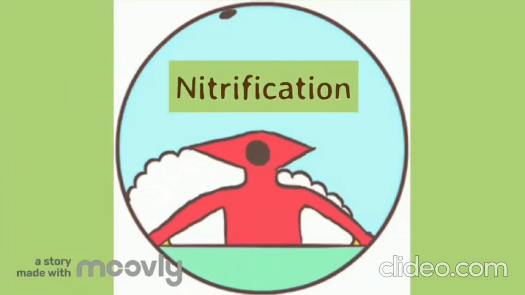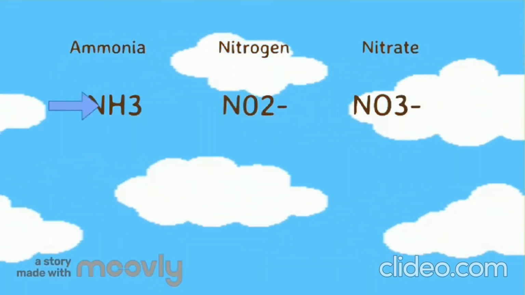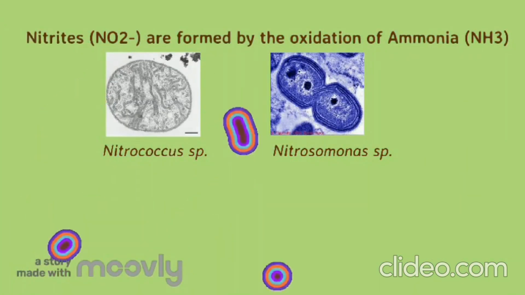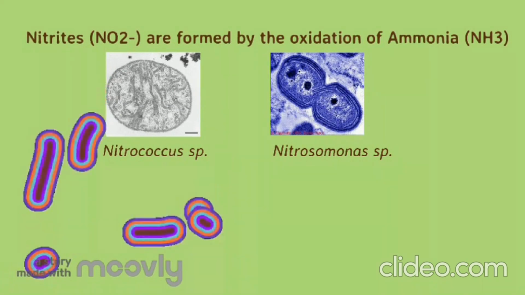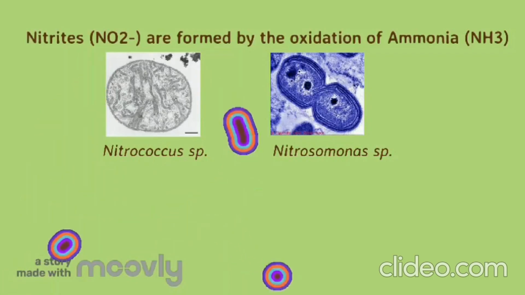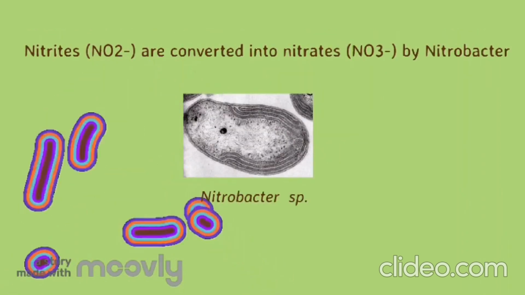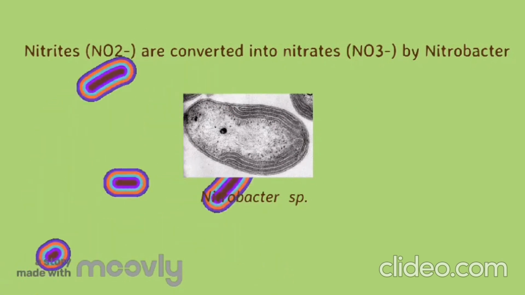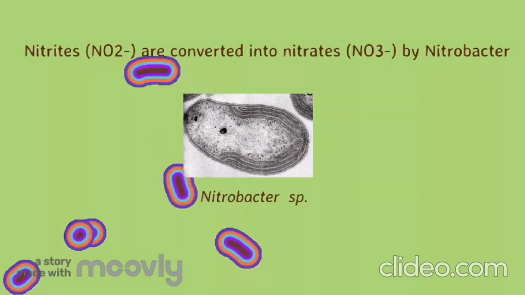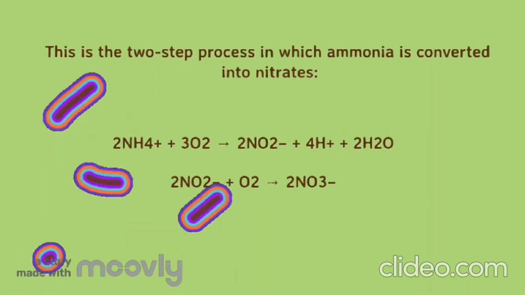The second step of the nitrogen cycle is nitrification. In this process, the ammonia from the nitrogen fixation process is converted into nitrate by the presence of bacteria in the soil. Nitrites are formed by the oxidation of ammonia with the help of Nitrosomonas and Nitrococcus bacterial species. Later, the produced nitrites are converted into nitrates by Nitrobacter. This conversion is very important as ammonia gas is very toxic once absorbed by the plants. This is the two-step process in which ammonia is converted into nitrates.